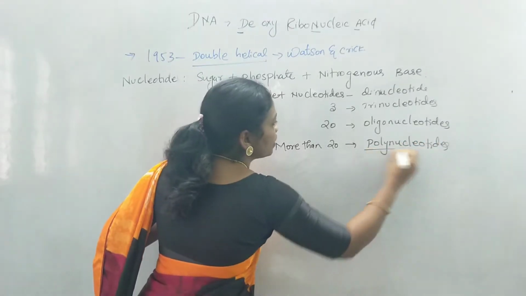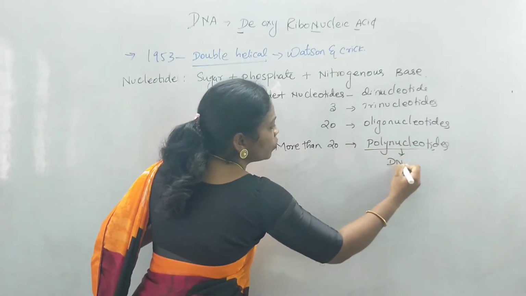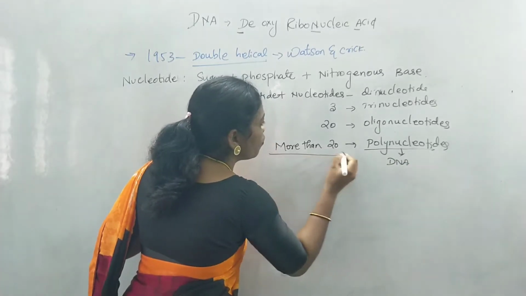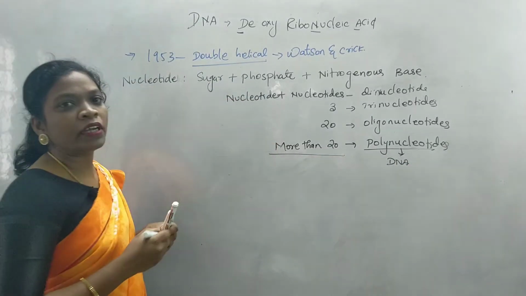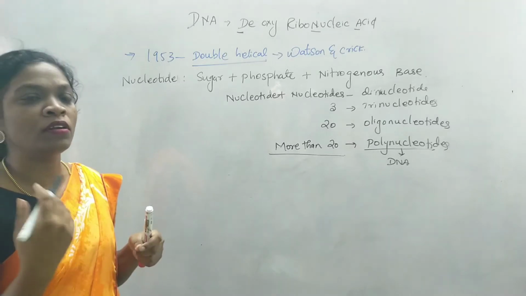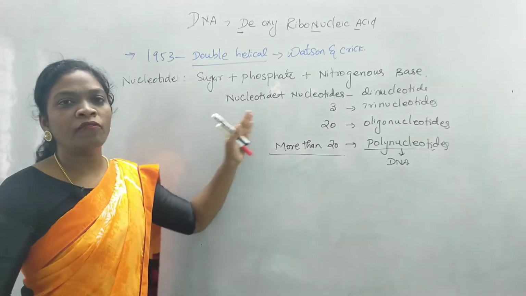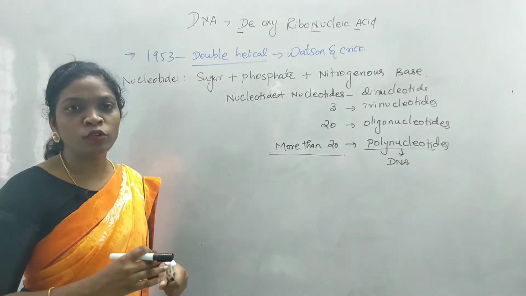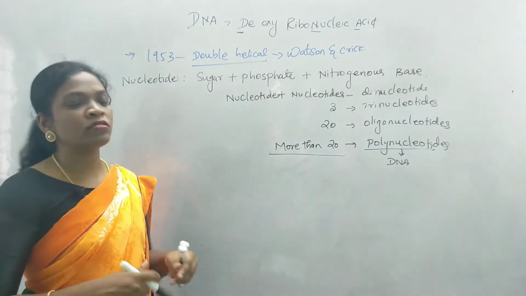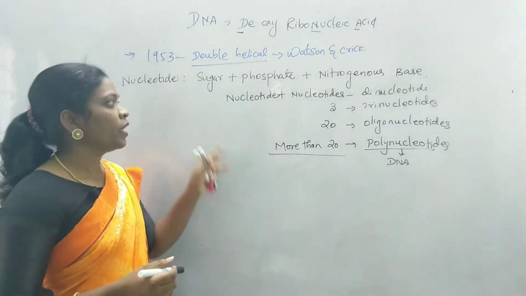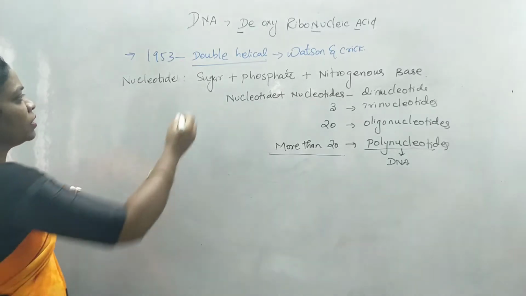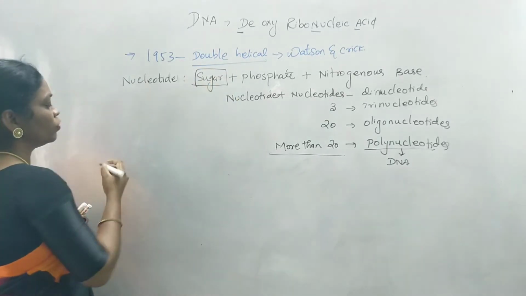That is why the DNA is known as a polynucleotide chain. It is made up of more than 20 nucleotides. If the nucleotides are more than 20 and they get added up and form a complete chain, it is known as a polynucleotide chain. Now we'll start with the sugar component, which is the first component in the nucleotide.